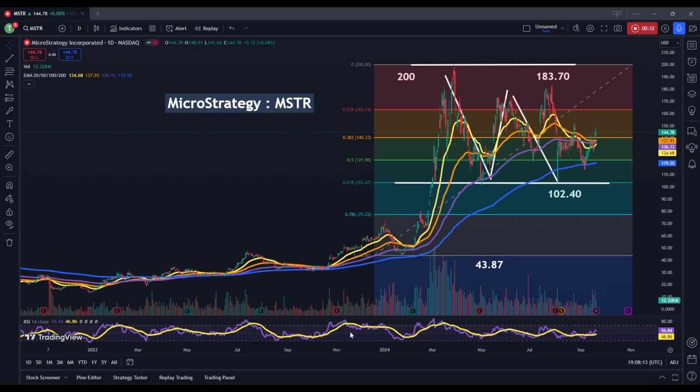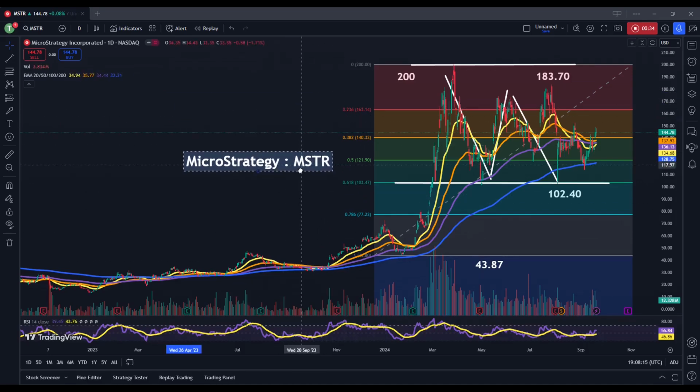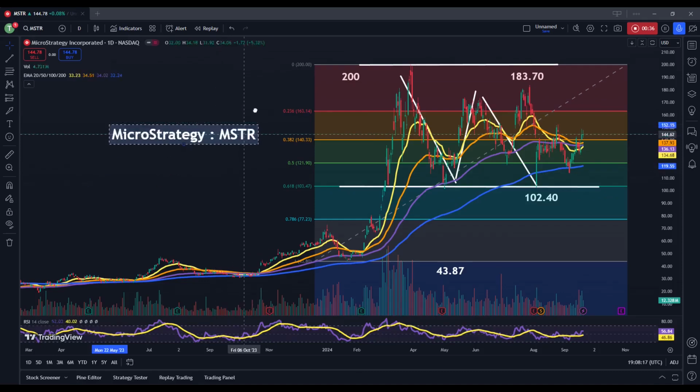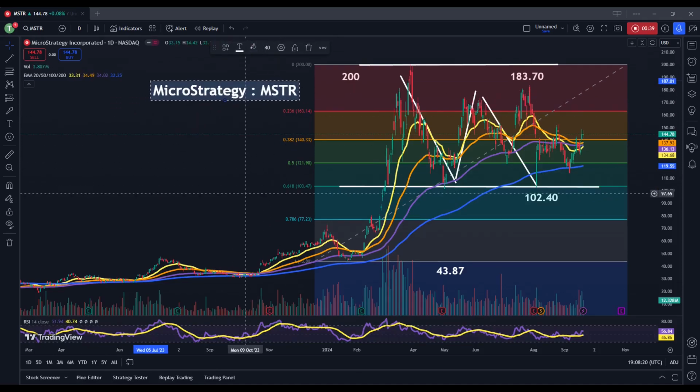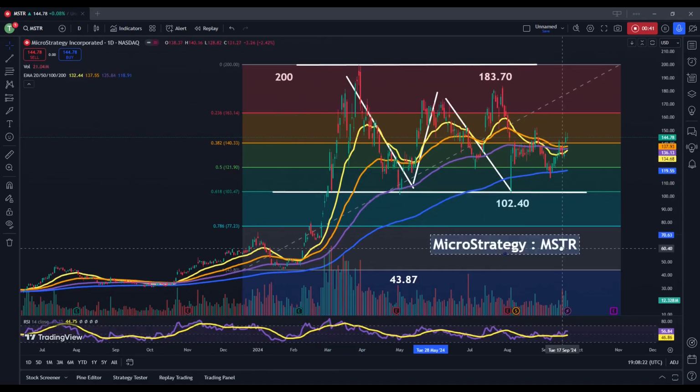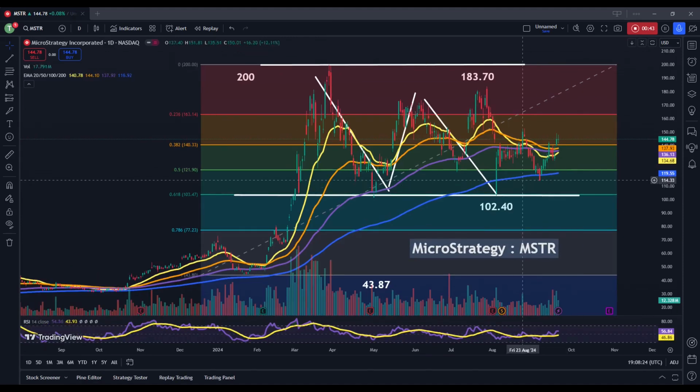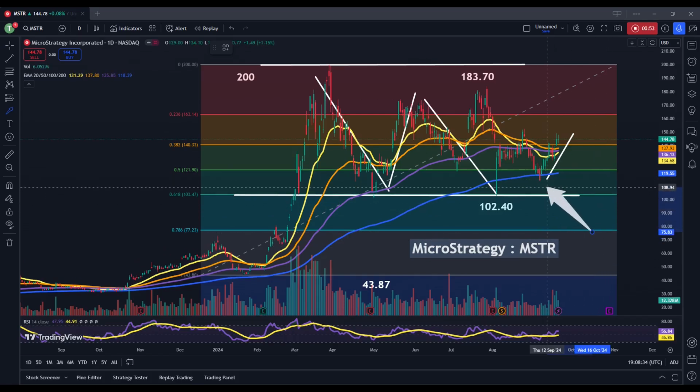So as we can see here, we have the daily price chart, a bit of a longer term view here. Each candle on this time frame will represent one full day trading period, one full trading session. And as we can see here, share prices are attempting to make a bit of a bounce after trying to find some support near this 200-day exponential moving average. So this would be roughly here.